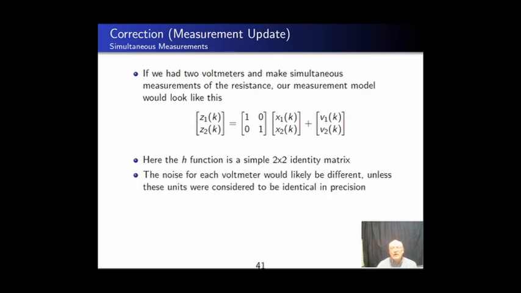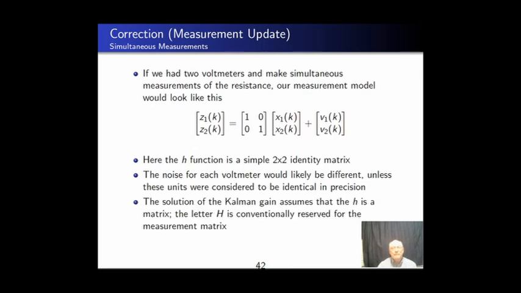And the actual noise values would be different, unless the units were considered to be identical. Then they would be identical in statistics, but not necessarily in sample value. The solution of the Kalman gain, which we'll talk about in the next video, assumes that H is a matrix. And so we will typically use the capital letter H to indicate this measurement matrix.